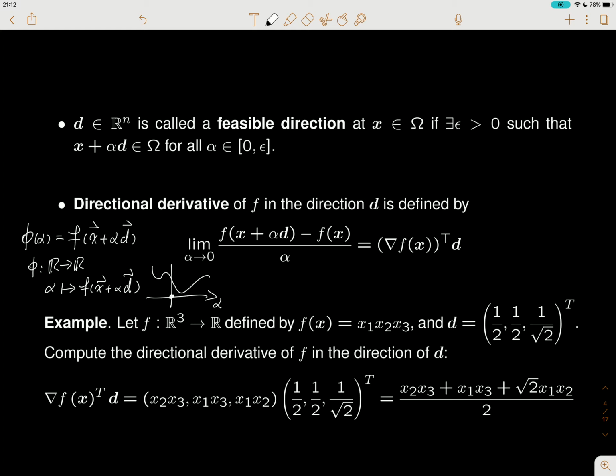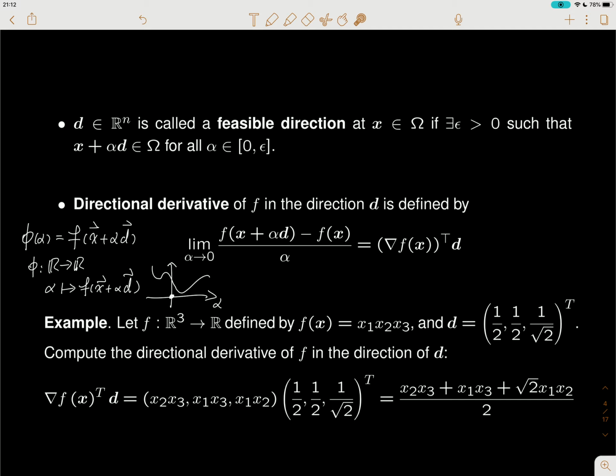When alpha equals 0, as you can see, then x plus alpha d will be just x. And this is where you start. This is the original point x. Okay, so this is the x. And when alpha equals 0, you are taking the function value there.